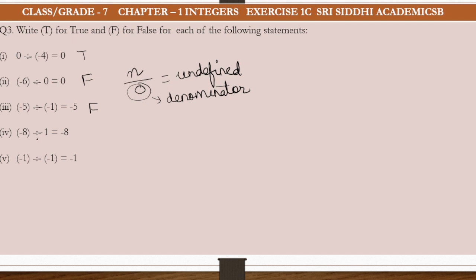Bit 4, minus 8 divided by 1 is equal to minus 8, which is true. Two different sign integers will give a negative answer, and 8 divided by 1 is always 8. So this is true. Now minus 1 divided by minus 1 is equal to minus 1. This is again false, for the same reason as question number 3. The same question has been repeated here in 5.